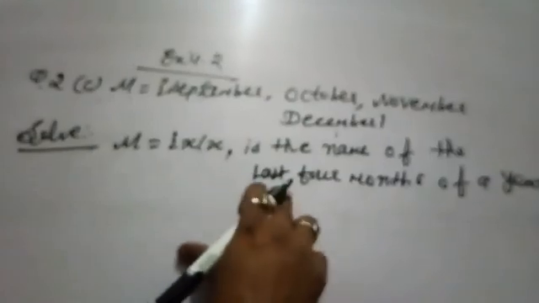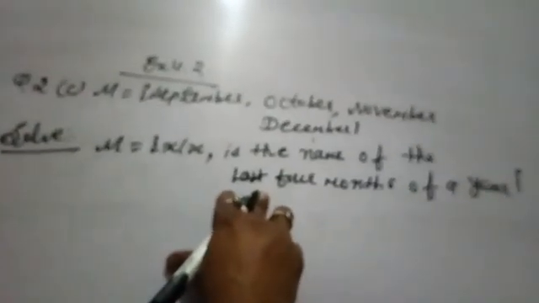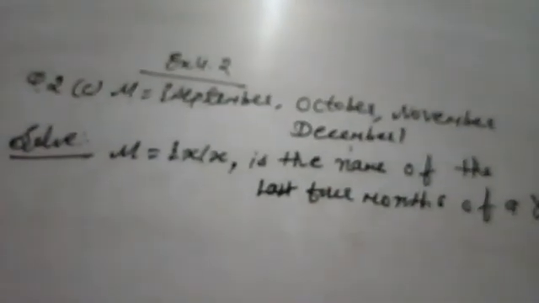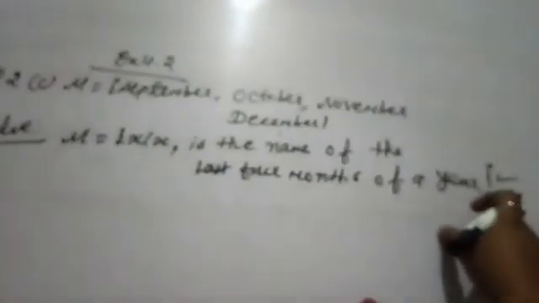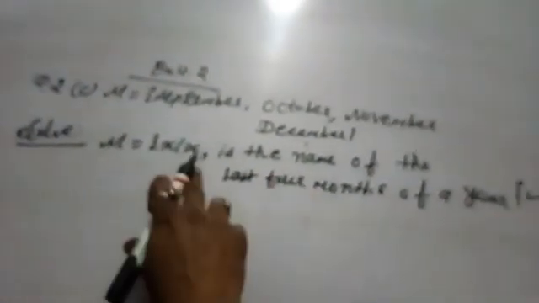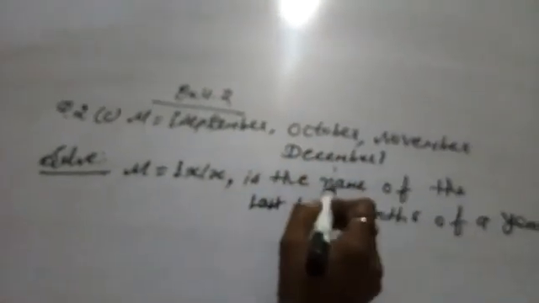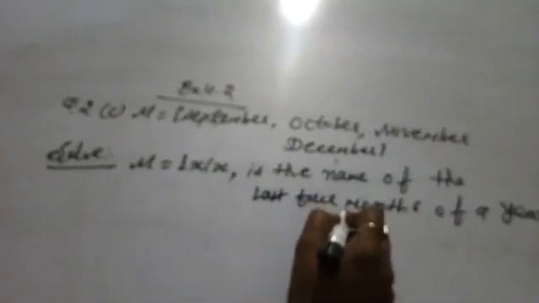My dear students, this is the answer of C part, but when you see the answer of this question in the book, it is misprinted. So this is the right answer. Don't get confused. We want to write our answer in the set builder form, and the common property is there. It is the name of the months of a year.